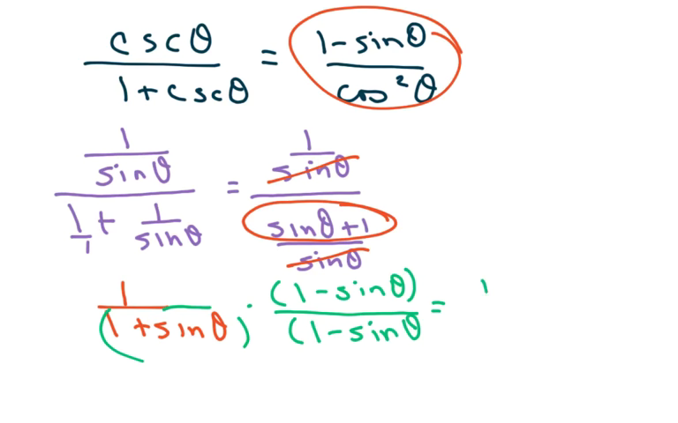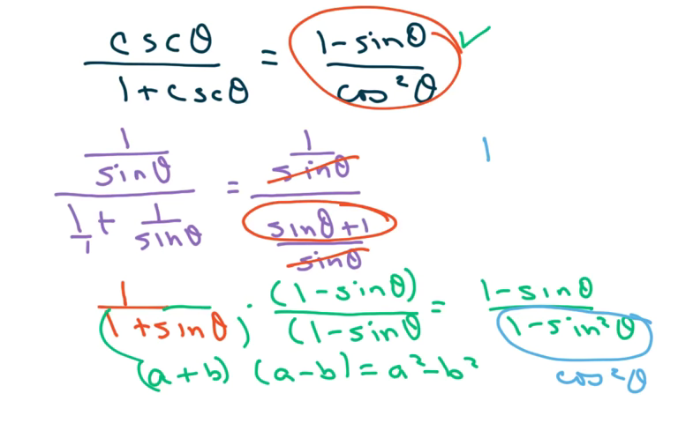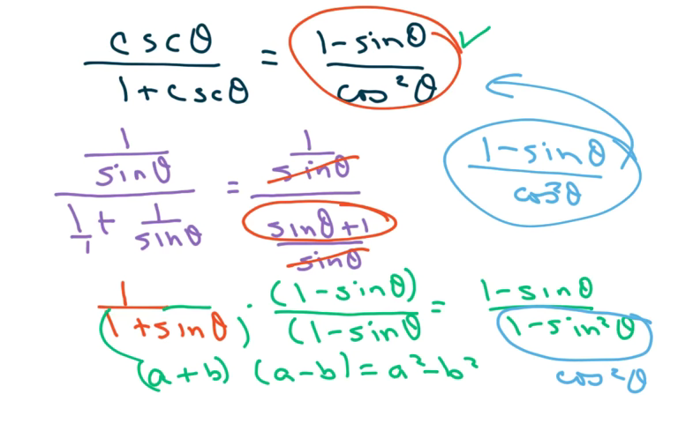Now the numerator, we get 1 minus sine of theta, which is what we wanted. And the denominator is a plus b times a minus b, which equals a squared minus b squared, which gives me 1 minus sine squared of theta. And I know 1 minus sine squared of theta is cosine squared of theta. So we do have 1 minus sine of theta over cosine squared of theta. Now in this one we had squared. We had to force this to look like that.